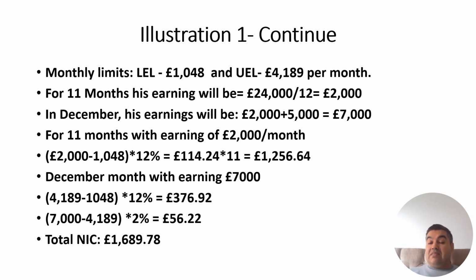For the 11 months, remember his annual salary is £24,000. So you do 24,000 divided by 12, which gives you £2,000 per month. Any money below the lower earnings limit is charged at 0%. Between £1,048 and £2,000, the rate is 12%. So per month, his national insurance will be £114, multiplied by 11 months.